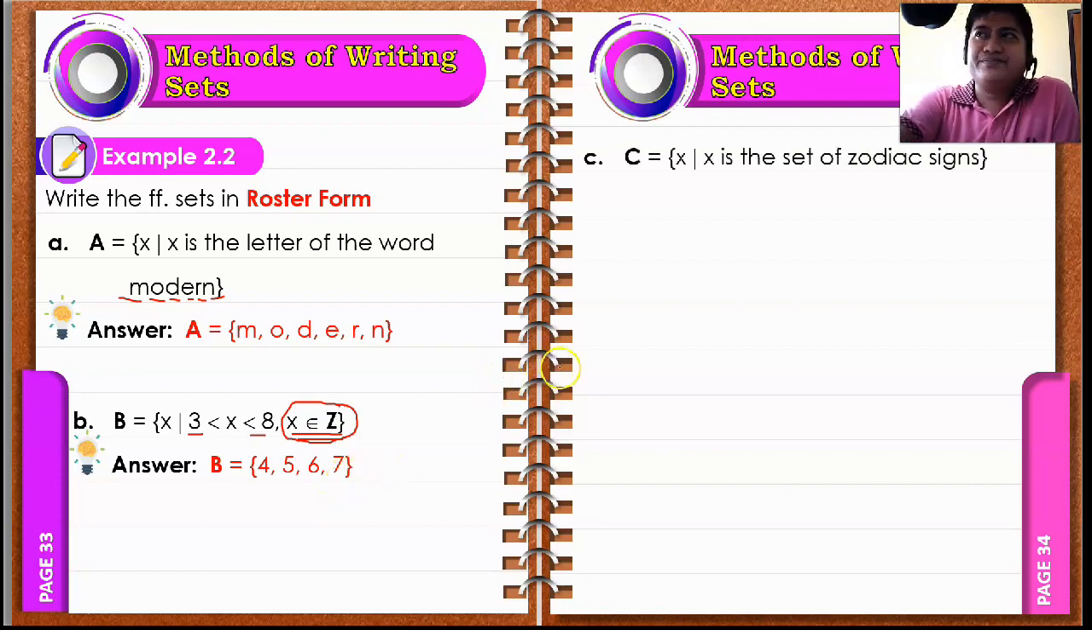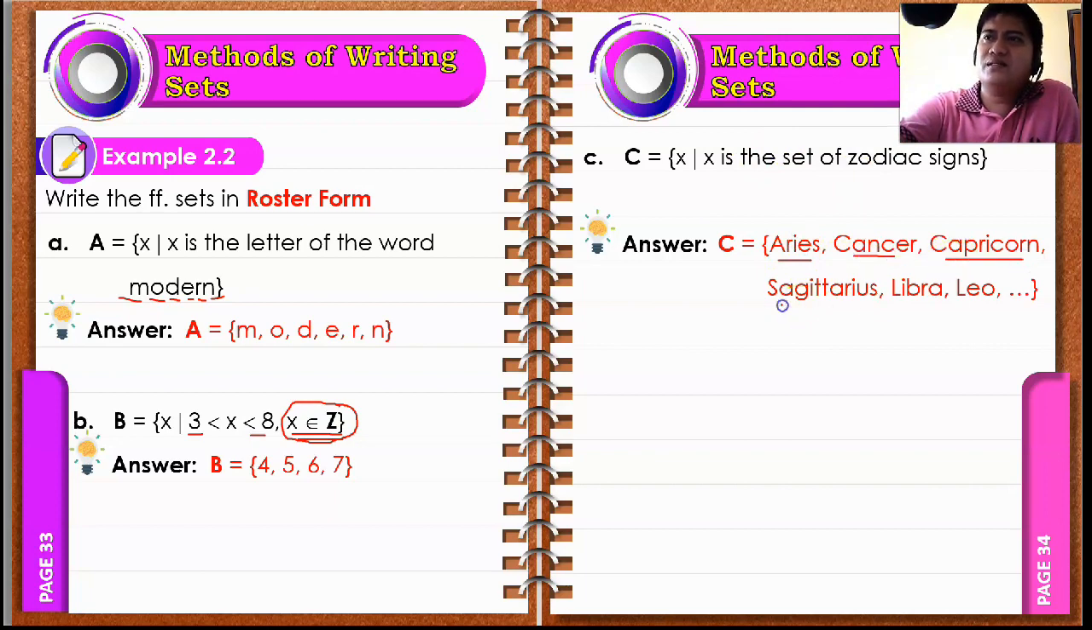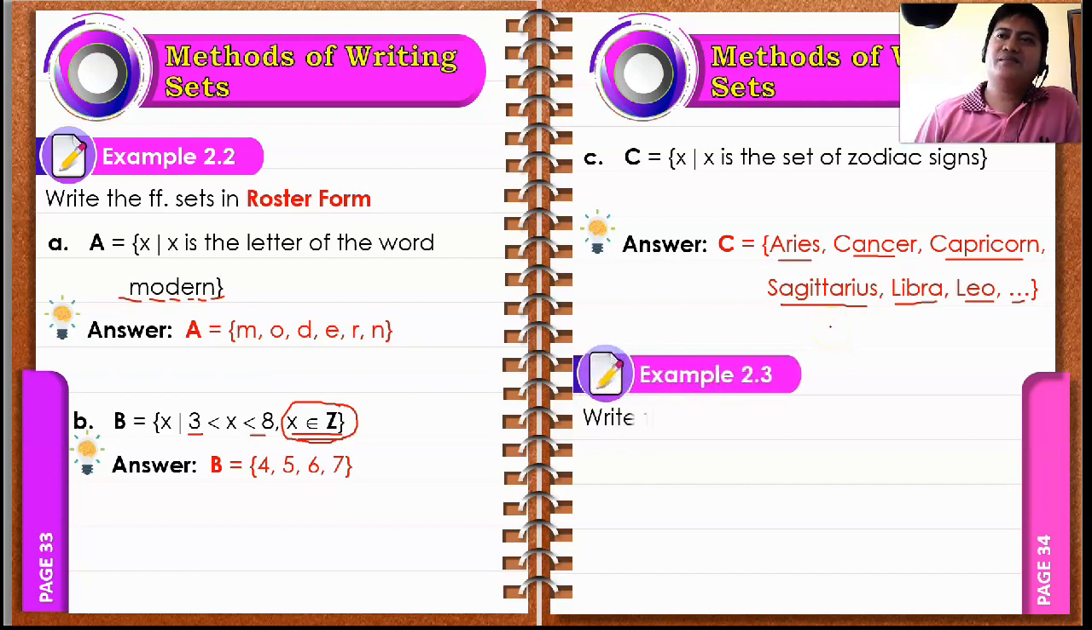Let's have another example. A set of all x such that x is the set of zodiac signs. In this case, we will just list all the zodiac signs. I don't need to write everything. We can write it in this way because the ellipsis means there are other zodiac signs that we can write. So this is an example of writing the set using a roster form.